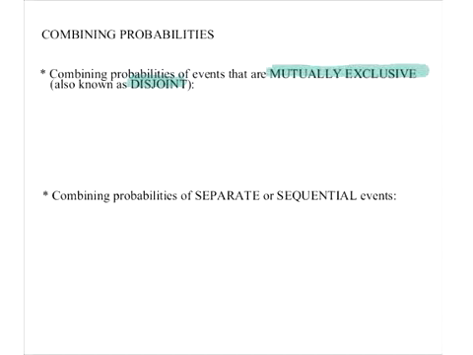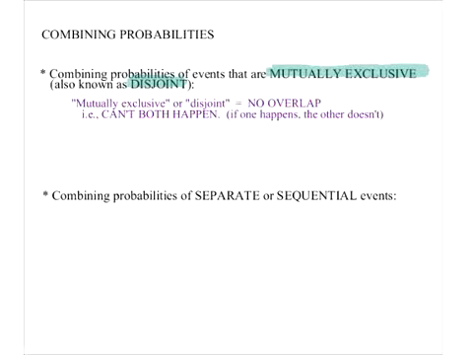Mutually exclusive, or disjoint, means no overlap. It means you can't have them happen at the same time. If one happens, the other doesn't. So how do you combine probabilities of events that are mutually exclusive?